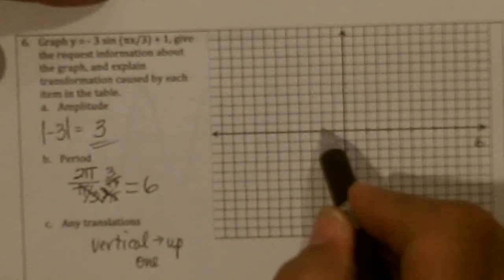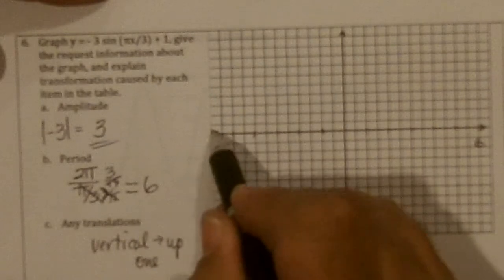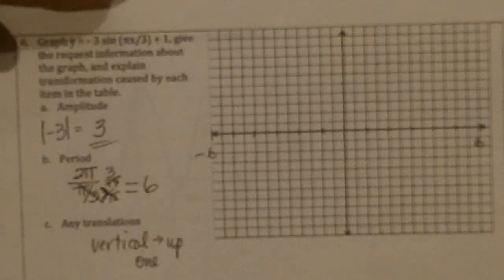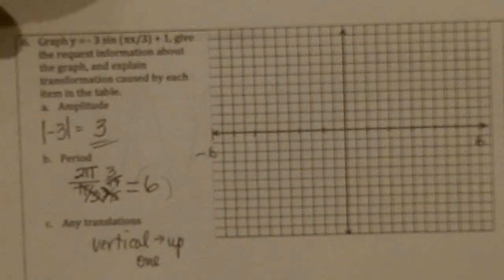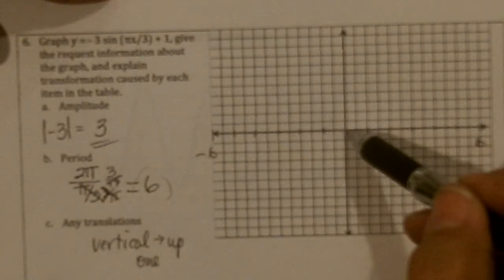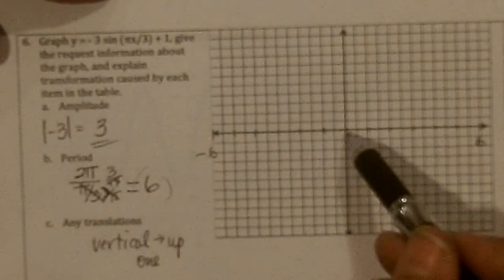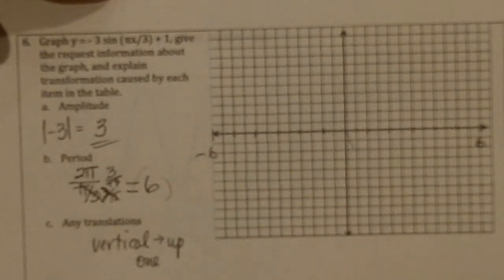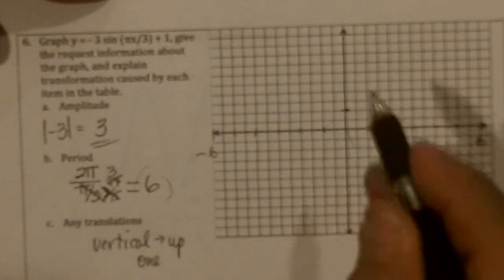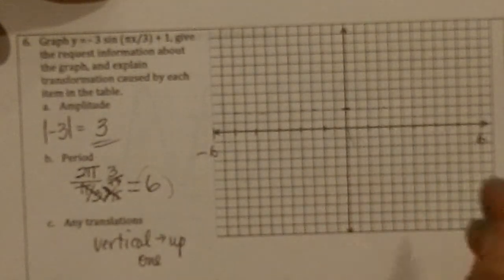And -1, -2, -3, -4, -5, -6. So I did that instead of pi because the period is this kind of a number. And it's a sine, and the sine normally starts at the center and goes up, but since it's negative, it's got to go down. That vertical flip. But it also needs to be moved up 1. So I'm going to call here the center line, because that's up 1 from where it normally is.